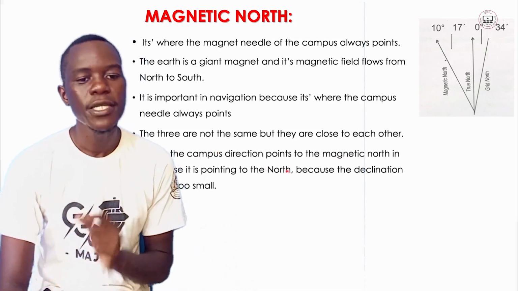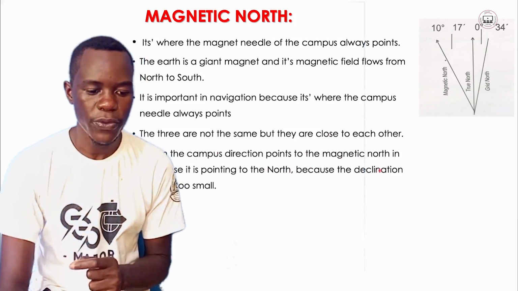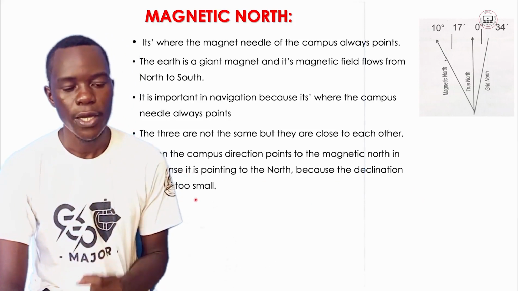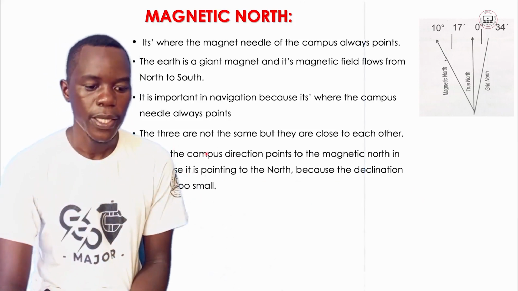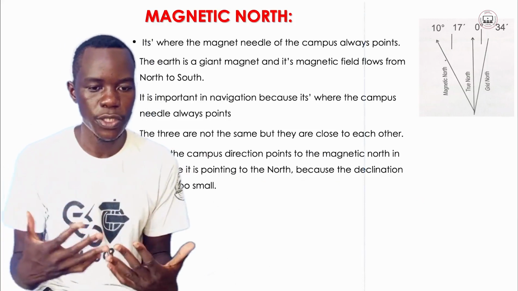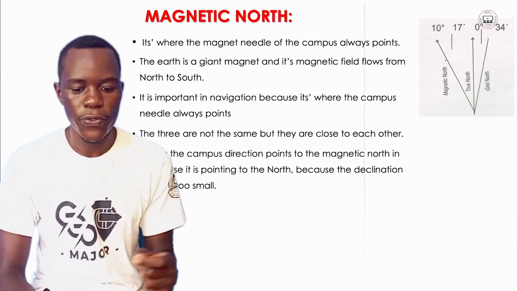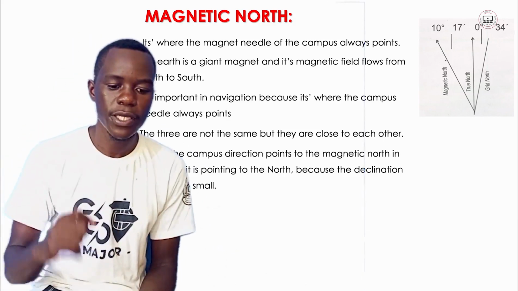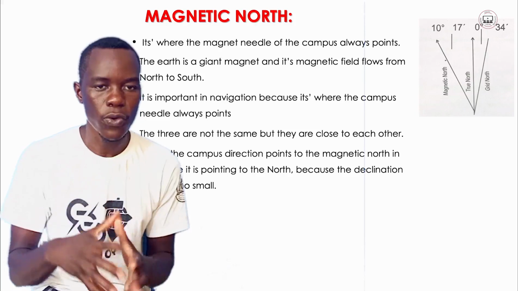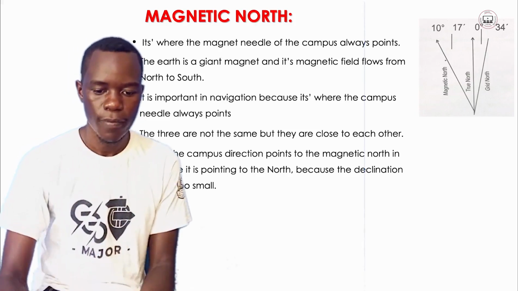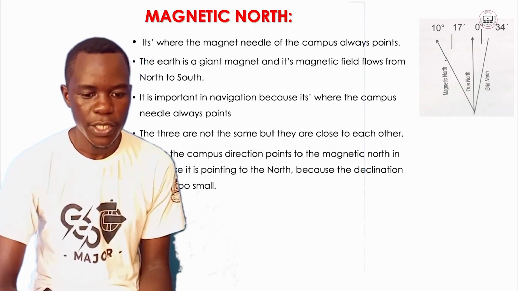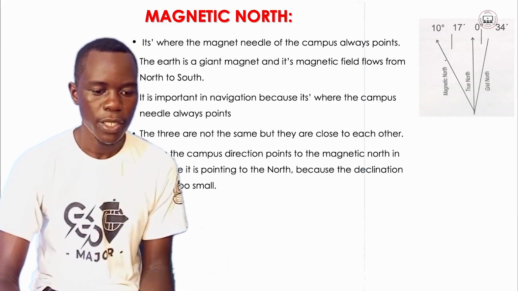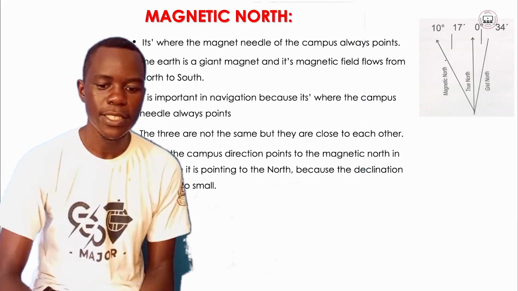When the compass points to the magnetic north, it is in effect pointing to the north, because the declination angle is always small. We are done looking at those three: magnetic north, true north, as well as the grid north. Now let's proceed by looking at the bearing.